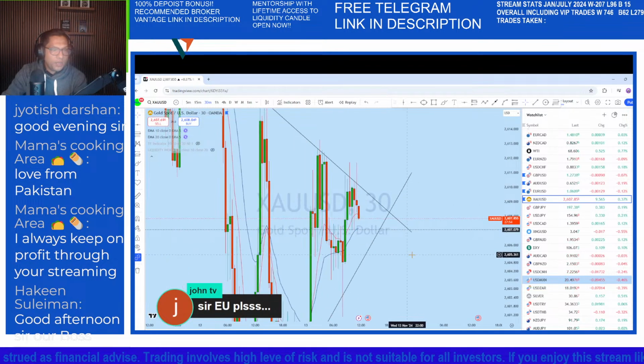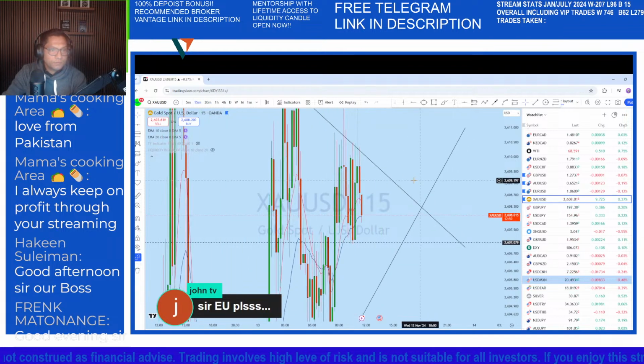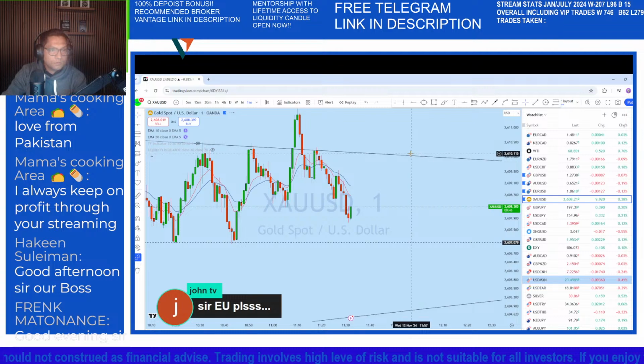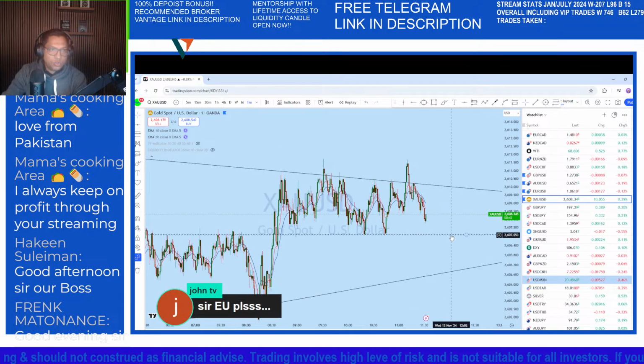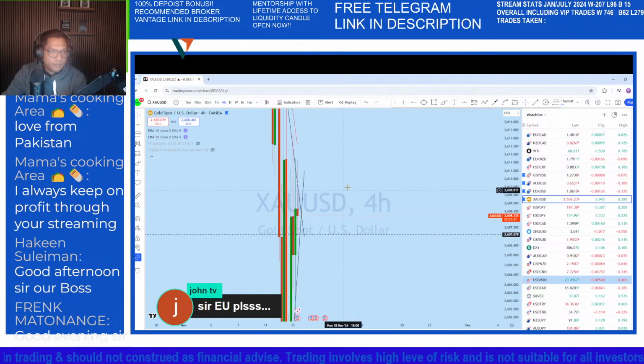So there's a gap open, and we'll be waiting for the market to show its hand, and I think that we might see a support retest here.